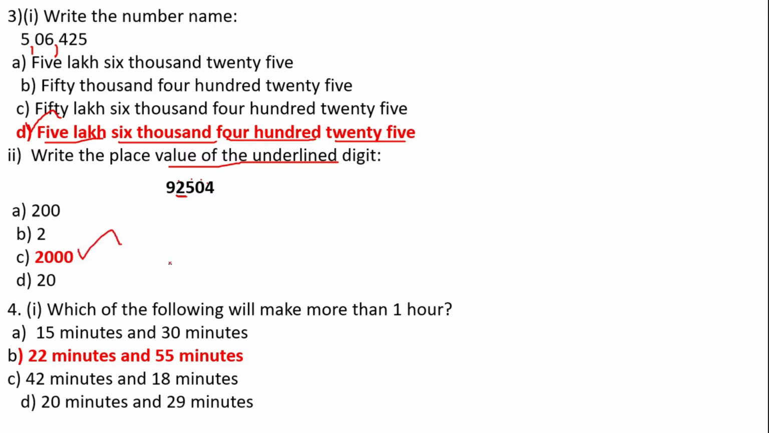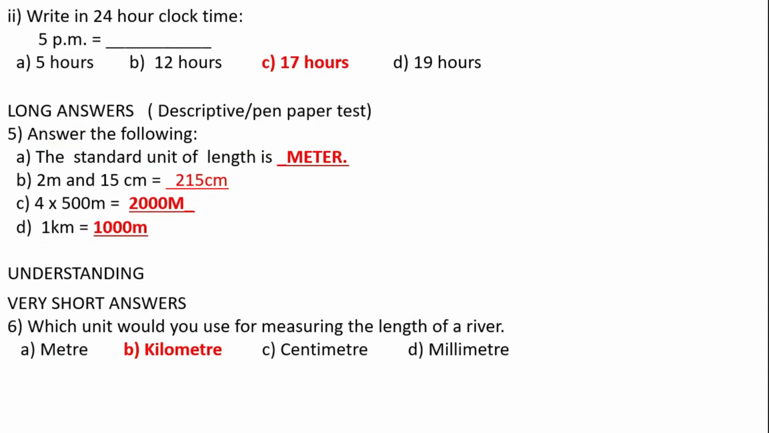Which of the following will make more than 1 hour? So first one, if you are adding 15 minutes, it will be only 45 minutes. It is less than 1 hour. But when you add 22 minutes and 55 minutes, it will be 77 minutes. It is more than 1 hour. So the answer is 22 minutes and 55 minutes.